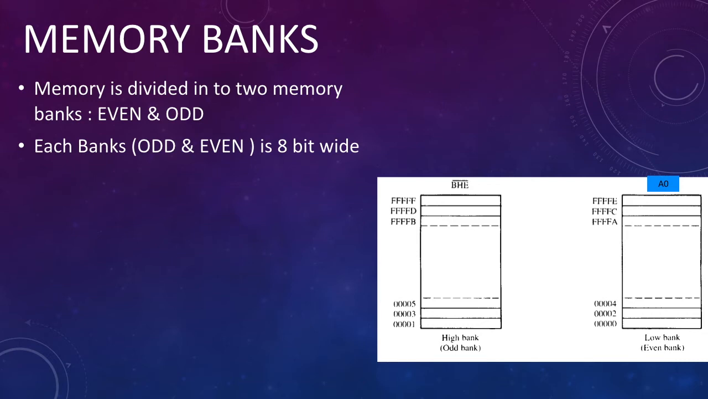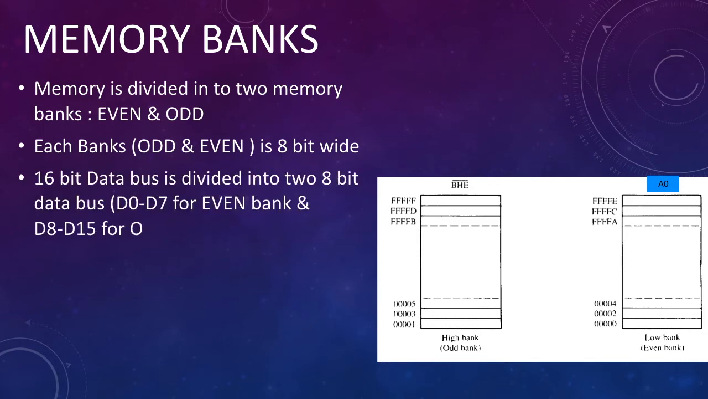You can observe the addresses 1357 in odd bank and 0246 in even bank. Okay. Now we know that 8086 has 16-bit data bus. So we can divide this data bus into two 8-bit data buses. D0 to D7 will be used for even bank and D8 to D15 will be used for odd bank.